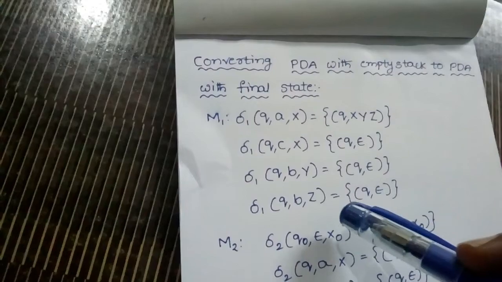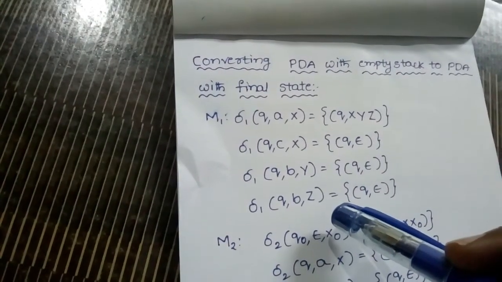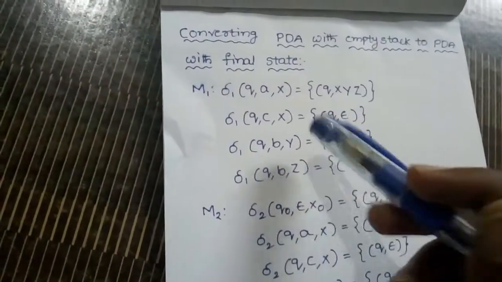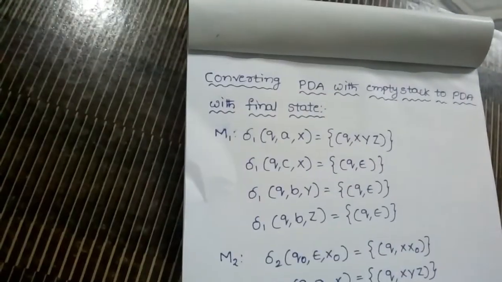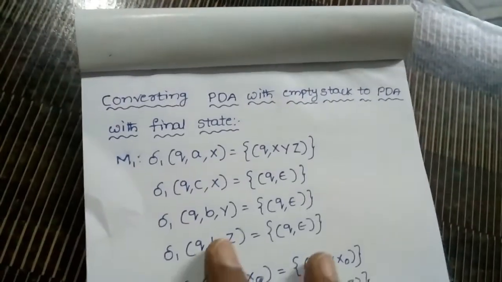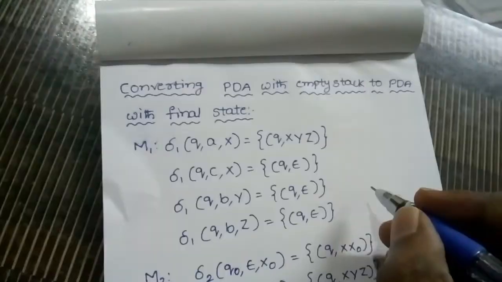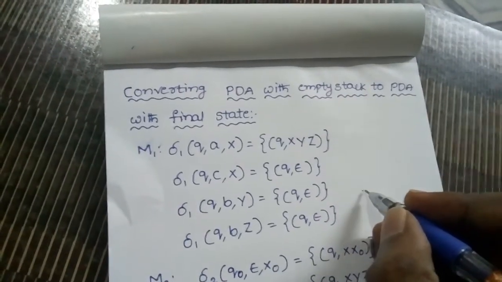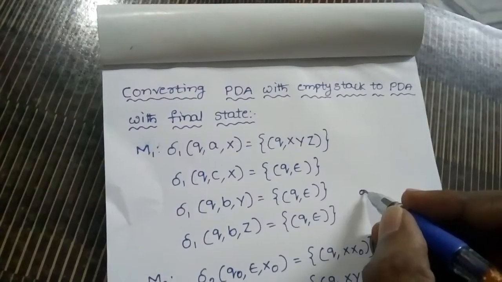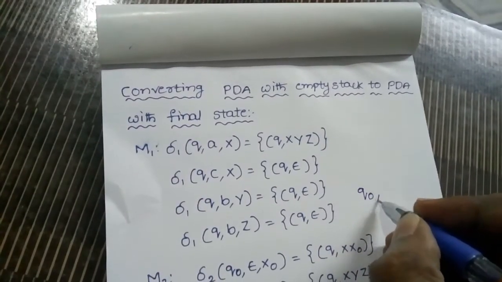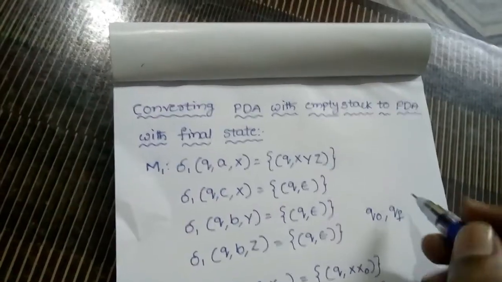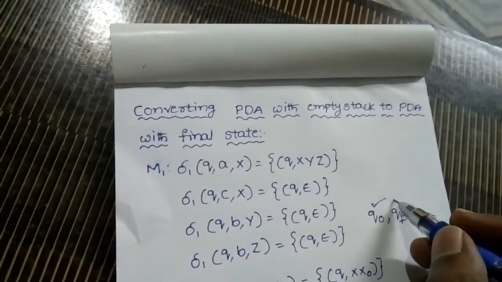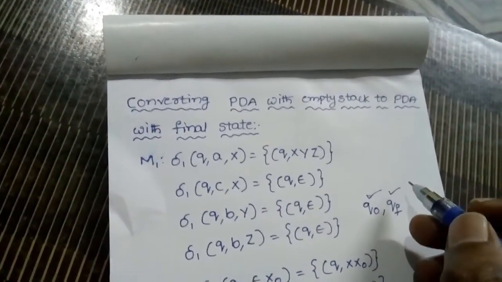Within the PDA with final state, we should consider two more states. In addition to the states present in the PDA with empty stack, we have to consider two new states. One is initial state Q0, the next one is final state QF. Now these two states we have to consider in the PDA with final state.